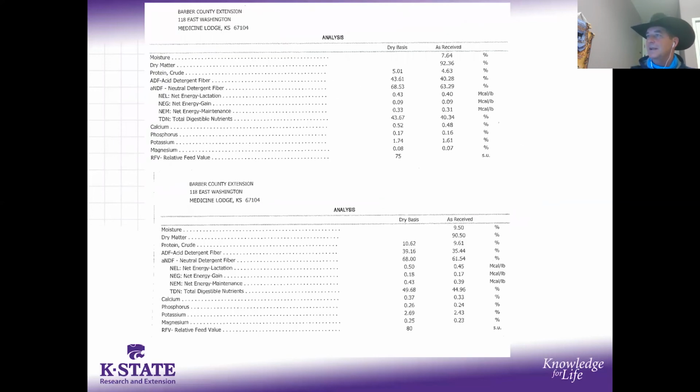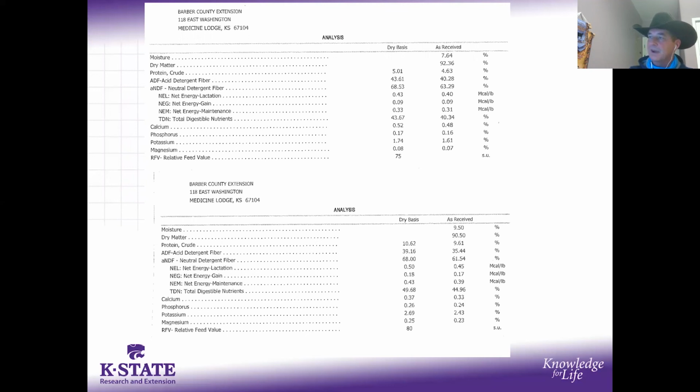On this last slide here, we're just basically looking at a couple forage analyses. In the top example, this is just a native grass hay, and in the bottom sample, this is a Bermuda grass hay. So I would encourage you, don't get locked in on that crude protein number right off the get-go. Come on down a little farther and let's look at the ADF compared to both of them. And then let's look at the net energies compared to both of them.